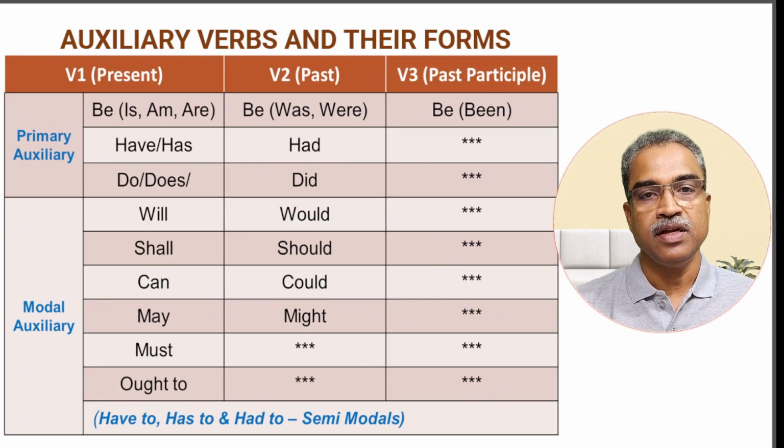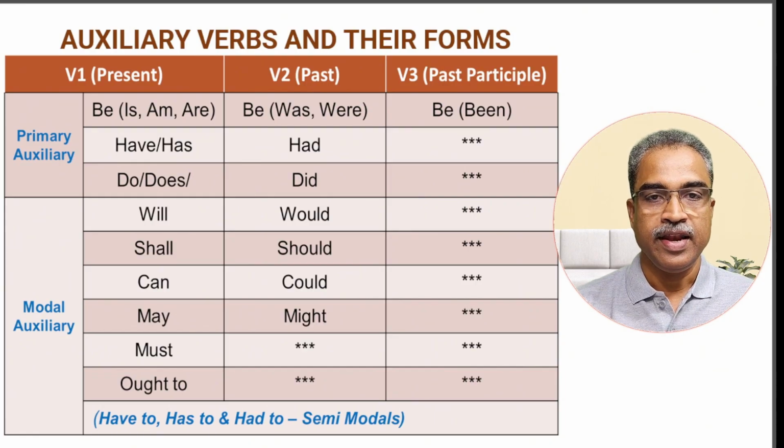The next primary auxiliary verb we have is have and has, or do and does. And have, has, V2 form had, do, does, V2 form did. These are the auxiliaries we are speaking about. Next we have modal auxiliaries. Please note the spelling M-O-D-A-L, not E-L, modal auxiliaries. So here we have will, shall, can, may, must, ought to, some of the modal auxiliaries.